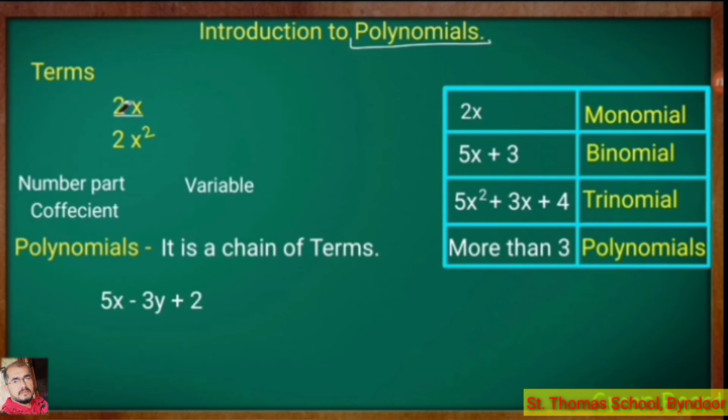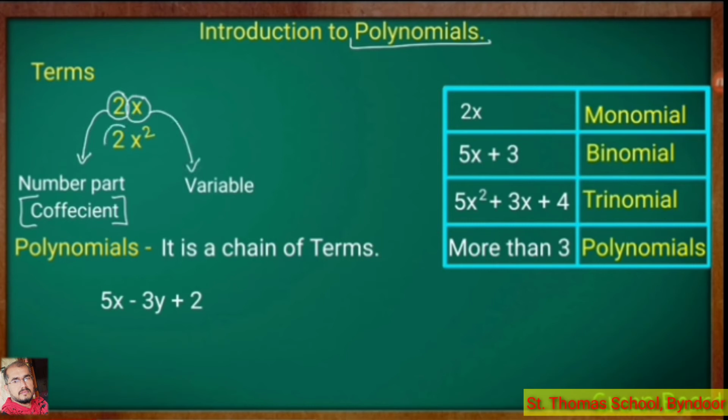In a group of terms, consider 2x. Here one part is the numerical part, meaning the number part, and the second is the variable part. 2 is the number part, which you can also consider as the coefficient. Coefficient means we can write 1 to 100. Now x is a variable. All the English alphabets you can consider as variables.